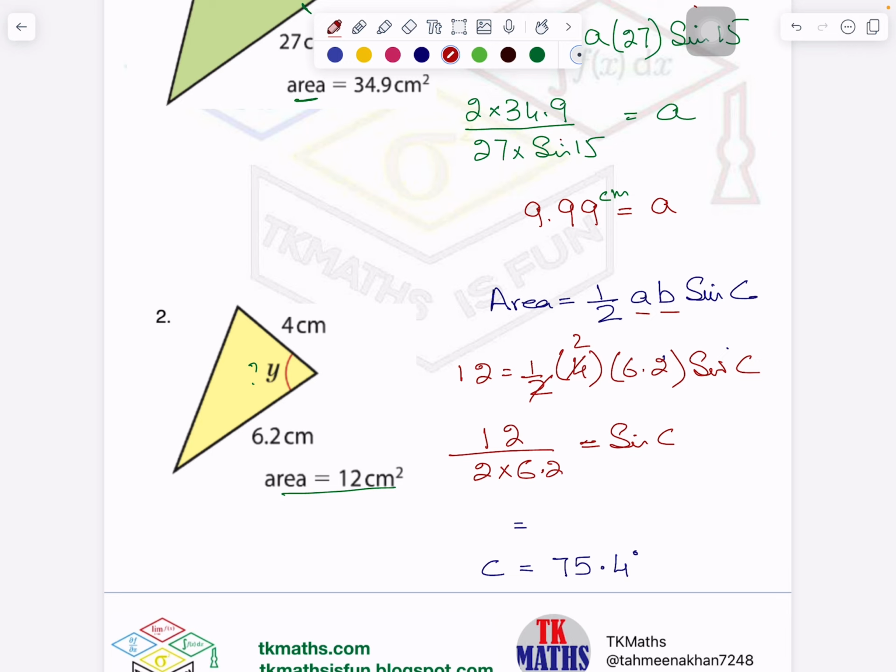And you know, in this case, what do we do? We take sine inverse. So it will be sine inverse of all of this. What you have written, you can simplify and write it down here. So this is how you will get the answer. So you have seen the same formula for the area of a triangle, how we have changed it to find the missing side or missing angle.